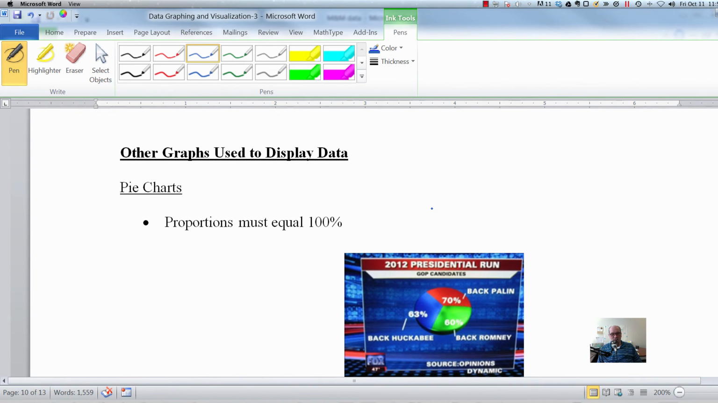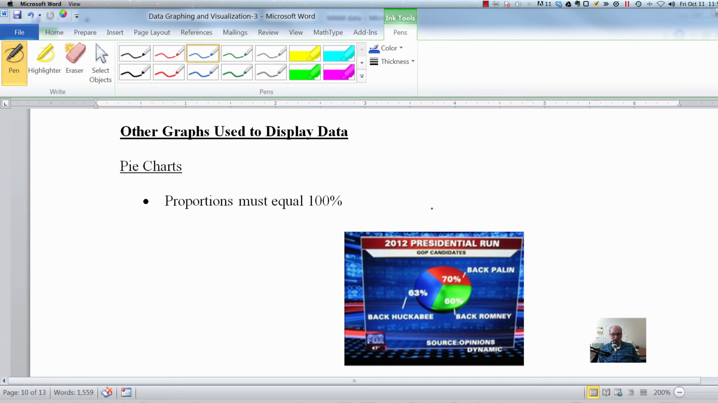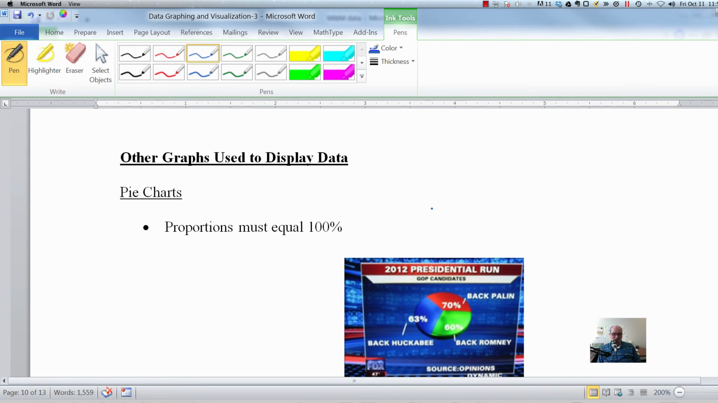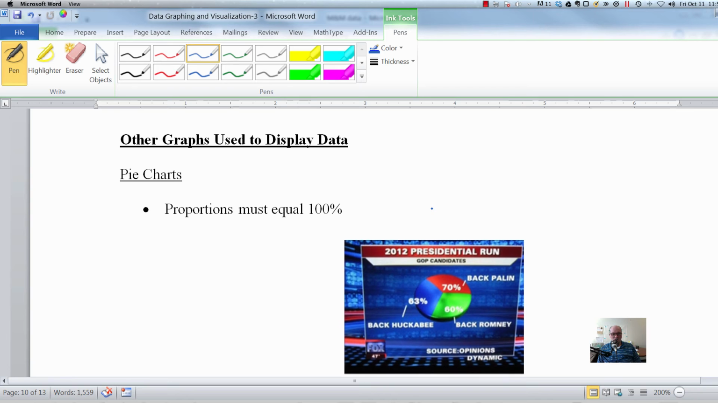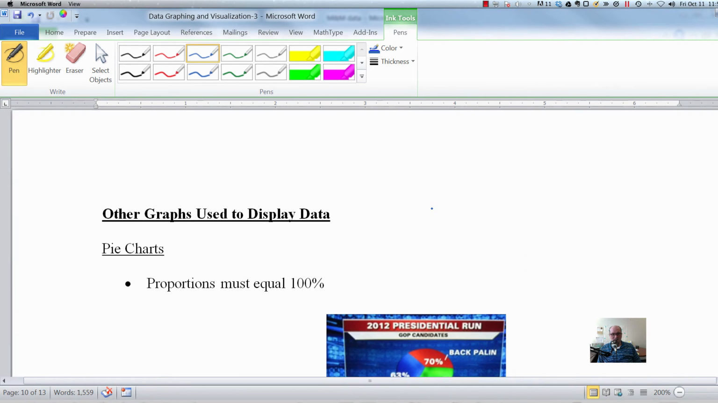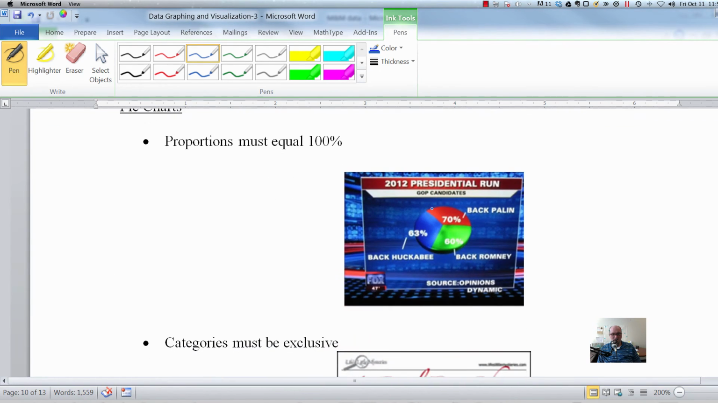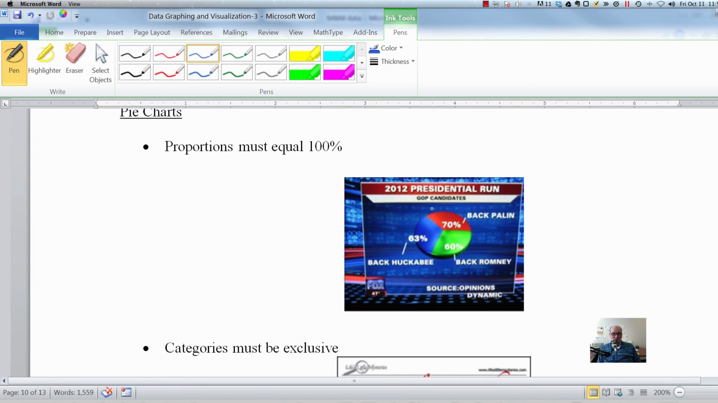All right, so what else can we do with displaying data? So pie charts. Pie charts show up a lot. So there are some rules of pie charts. Actually, I'm going to show you some really bad pie charts, and then I might show you some good ones. So here's my first rule.